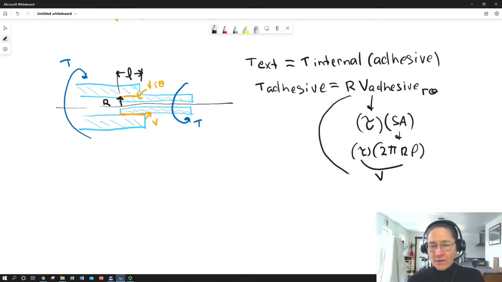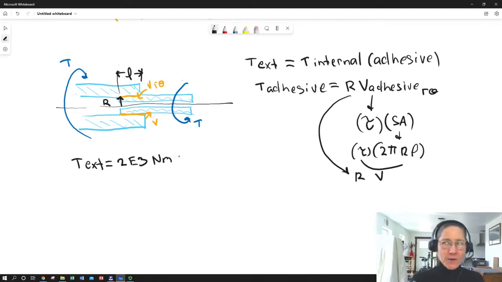So that gives us V. And we get another R. So we can say that the T external, and I think we may be given that. Yeah, somebody tells it to us, and this is another test fixture, it looks like. So somebody applies 2 times 10 to the third Newton meters, and it breaks. And supposedly that's the lowest stress at which it broke. It held all the way up to there. So we can consider that was the breaking torque for this adhesive.